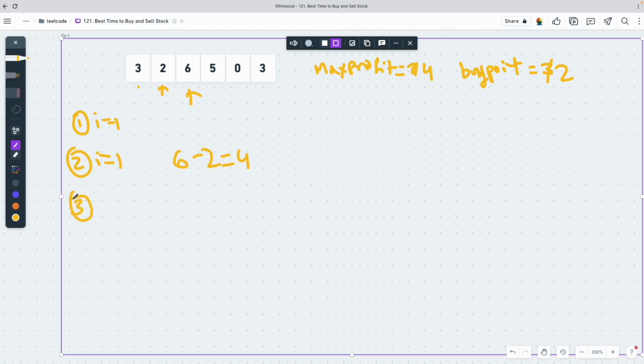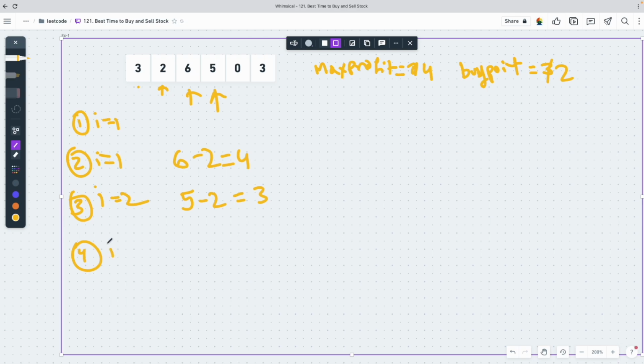Okay, in the third iteration, when I is 2, we are here at 5. Can 5 be the new buy point? No, because 5 is greater than 2. Can 5 be the sell point? Maybe, possible. Let's check. So if 5 is the sell point, what will happen? We have to compute the profit. Profit is 5 minus the current buy point, which is 3. 3 is less than 4. So 5 can't be the buy point.